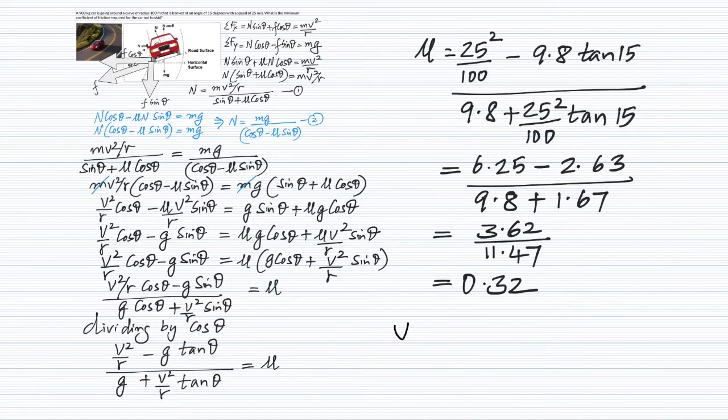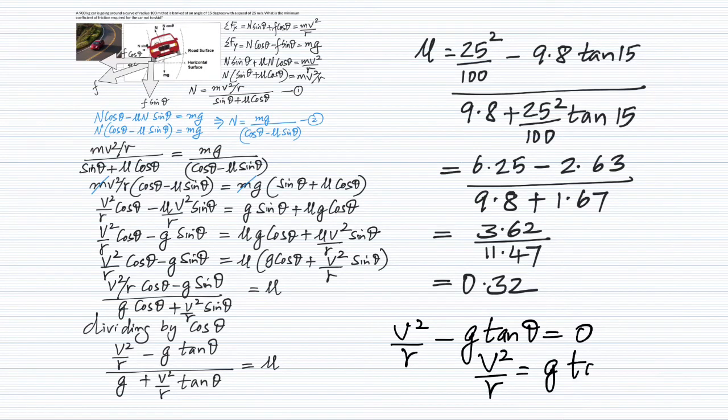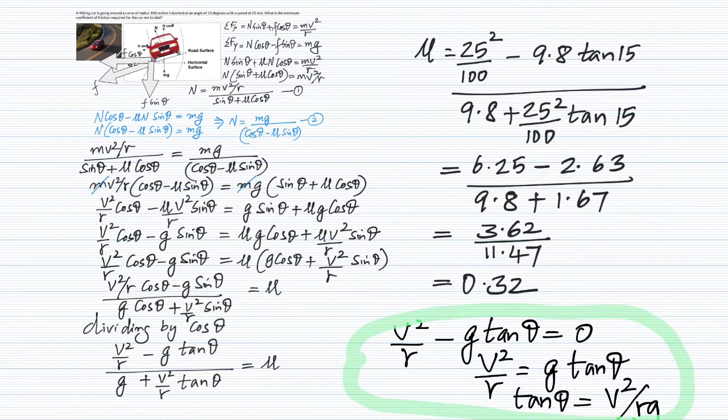That means v squared by r minus g tan theta is equal to 0, which means v squared by r is equal to g tan theta, or in other words, tan theta is equal to v squared by rg. So that's the formula, that's the special formula you would use if there is no friction. So that's what you would use if there is no friction, okay?